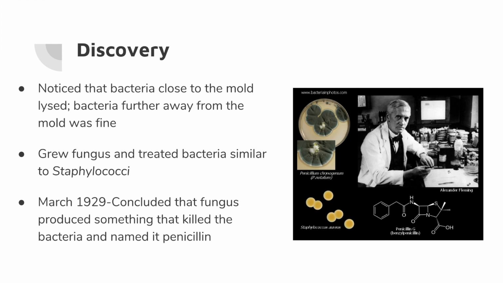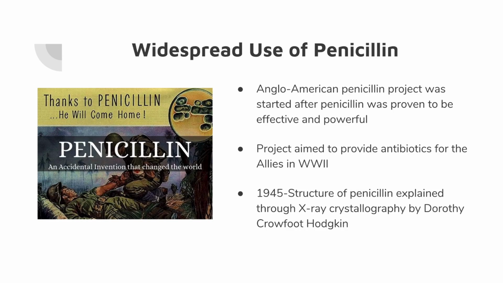In early 1941, Albert Alexander was the first person to be treated by penicillin after suffering from a severe face infection that caused sepsis. The penicillin was effective, but he ultimately died from a limited supply of the drug. The widespread use of penicillin starts from an Anglo-American penicillin project, which was started after penicillin was proven to be effective and powerful. The project aimed to provide antibiotics for the Allies in World War II. In 1945, the structure of penicillin was explained through X-ray crystallography by Dorothy Crowfoot Hodgkin. In that same year, penicillin was made available for the public, and not just for military use.